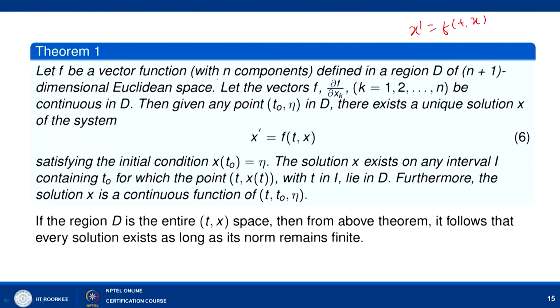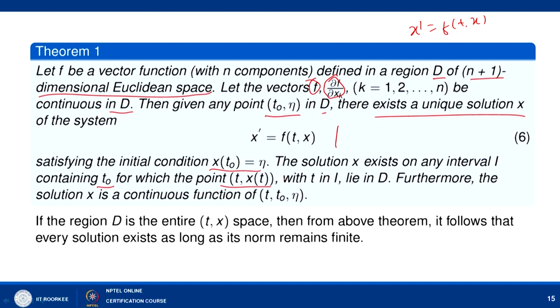Let f be a vector function with n components defined in a region D of (n+1) dimensional Euclidean space, and let the vector f and ∂f/∂x_k, where k runs from 1 to n, be continuous in the domain D. So we have a vector valued function f defined in a region D of (n+1) dimensional Euclidean space, and assume that f and its partial derivatives are continuous in that domain D. Then given any point (t0, eta) in D, there exists a unique solution x of the system x' = f(t, x) which satisfies the initial condition x(t0) = eta, and the solution x exists on any interval I containing t0 for which the point (t, x(t)) with t in I lies in D.